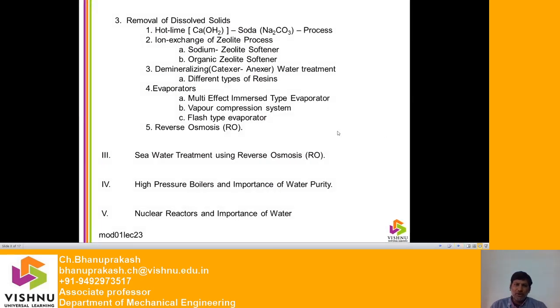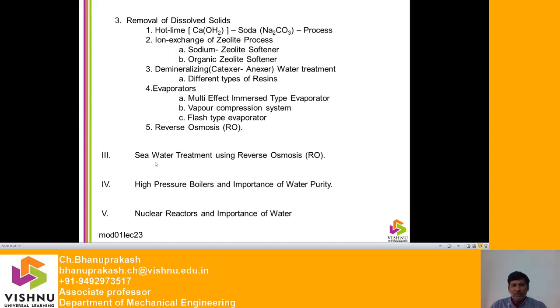See, removal of dissolved solids is a third classification. In the second there are five. The water treatment methods will be divided into five types. And here in the second classification, this is the third method, removal of dissolved solids. Here one is the hot lime soda process, another one is the ion exchange or zeolite process, the third one is the demineralizing water treatment, the fourth one is the evaporators and the fifth one is the reverse osmosis process.